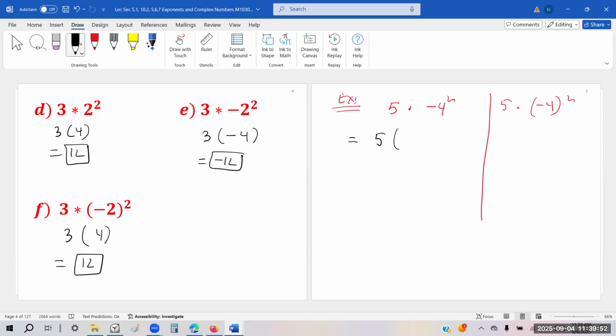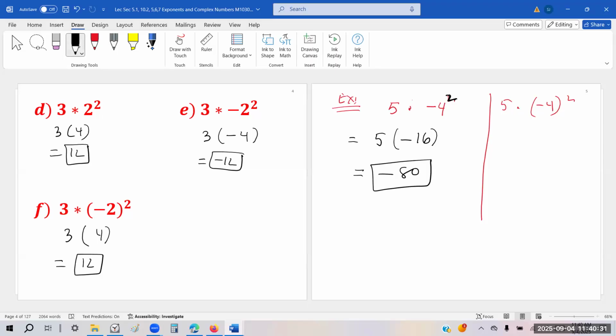Is it -256? I said 4 squared. What is 4 squared? Oh, I thought it was 4 times 4. And that 2 looks like a 4. Oh, sorry, this is 2. Hold on. It's going to be -16. And then what do you get? -80. Perfect.